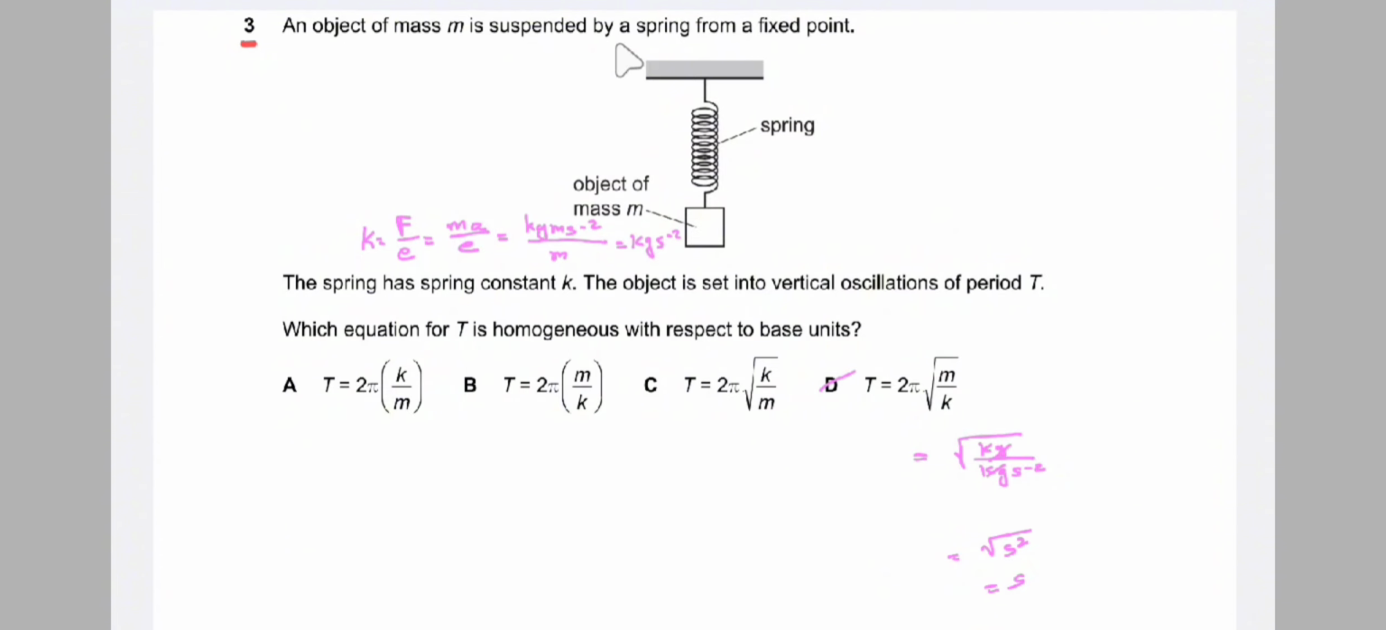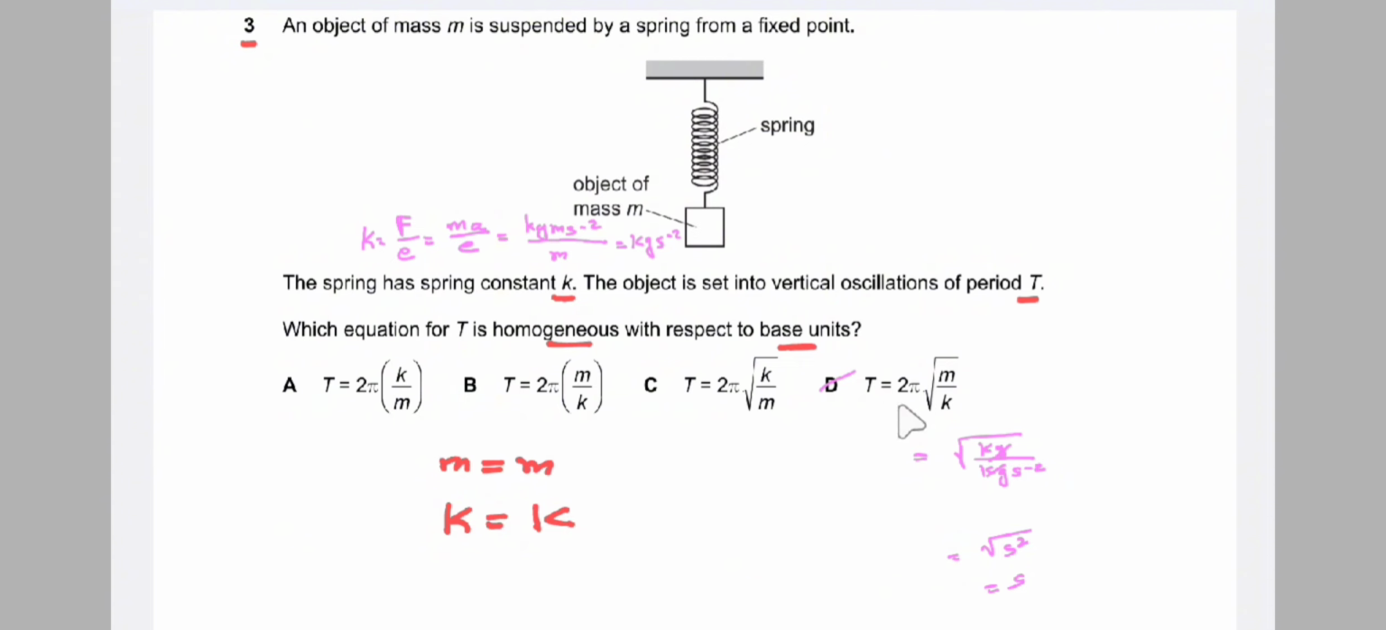Question number 3. An object of mass m is suspended by a spring from a fixed point. The spring has a spring constant k. So spring constant is the force per unit extension. The object is set in vertical oscillations of period T. Which equation for T is homogeneous with respect to base unit? So homogeneous with respect to base unit means that the left hand side is equal to the right hand side. For example, if the left hand side is meter, then the right hand side also has to be meter. If the left hand side is Kelvin, then the right hand side has to be Kelvin.